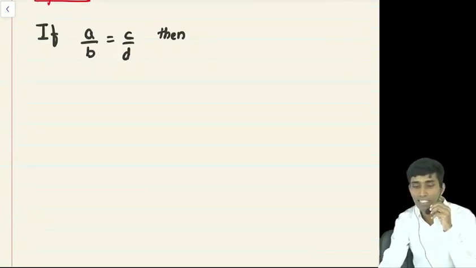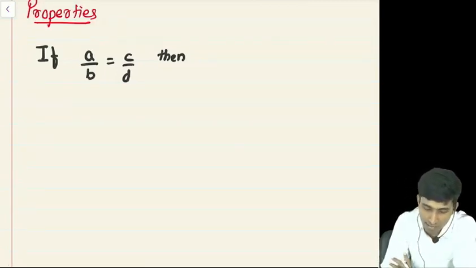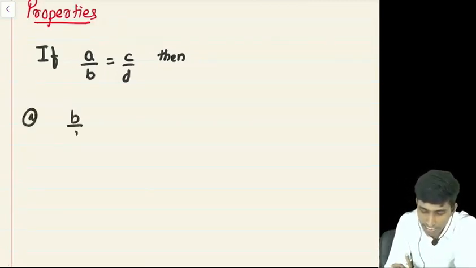If A by B is equal to C by D, then first one: B by A is equal to D by C. This is what?